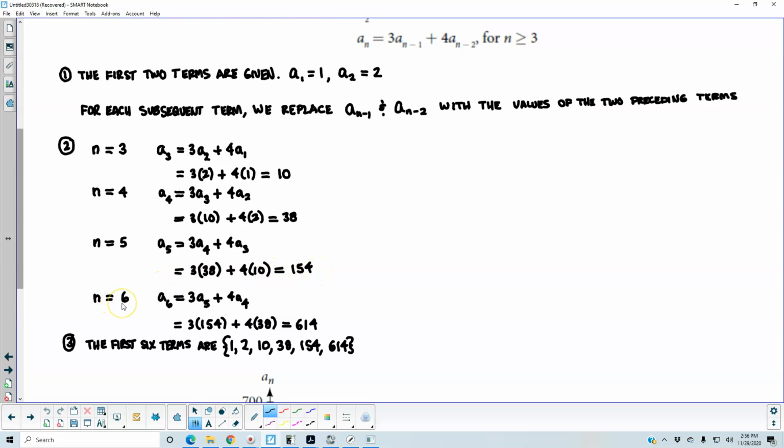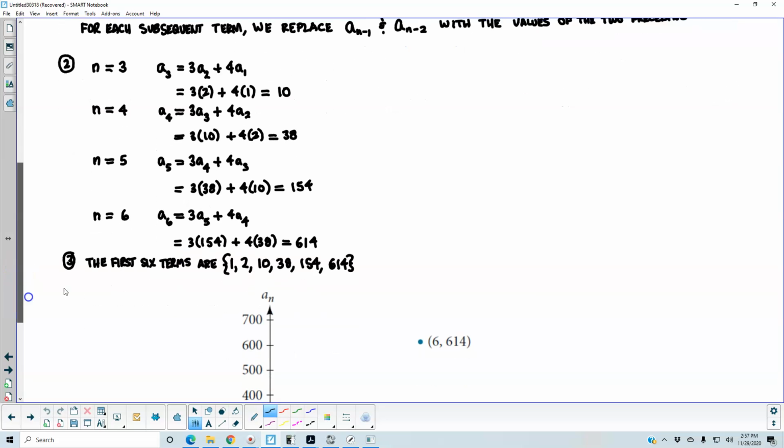Now for when n is equal to 6, we have the sixth term. 6 minus 1 gives us a subscript 5. So this is 3 times a subscript 5, which is the fifth term, which is 154. So this is 3 times 154. Then 6 minus 2 gives us a subscript 4. So this is 4 times the fourth term, which is 38. So 3 times 154 plus 4 times 38 gives us 614. So the first 6 terms are 1, 2 that were given, and then we had 10, 38, 154, and 614.